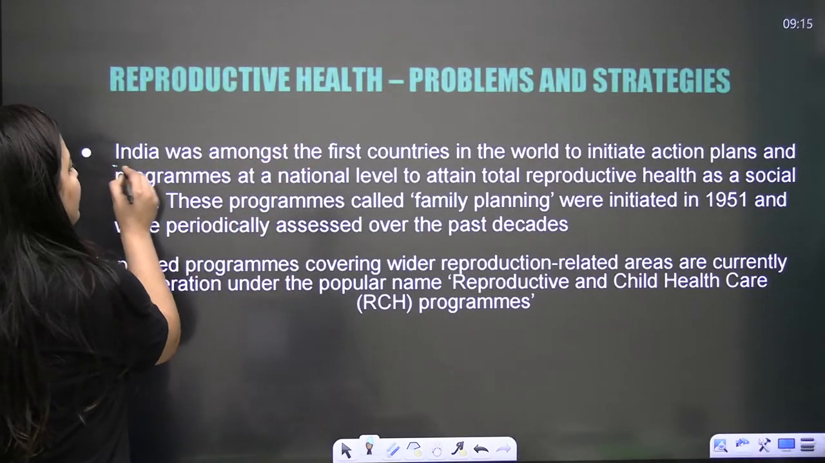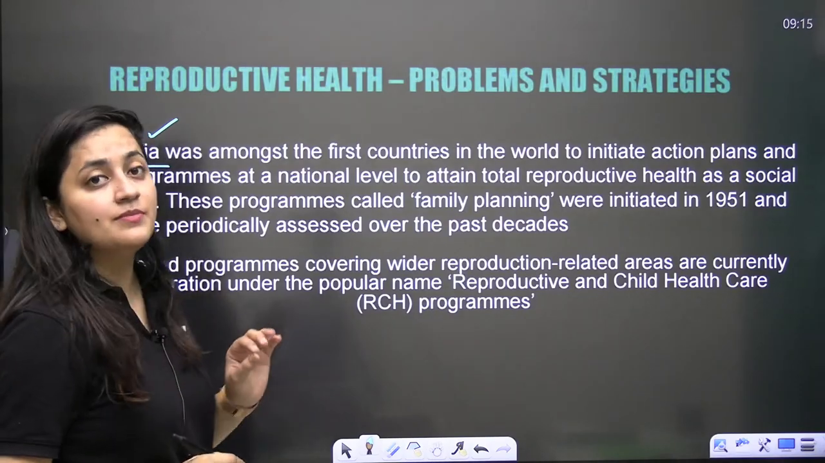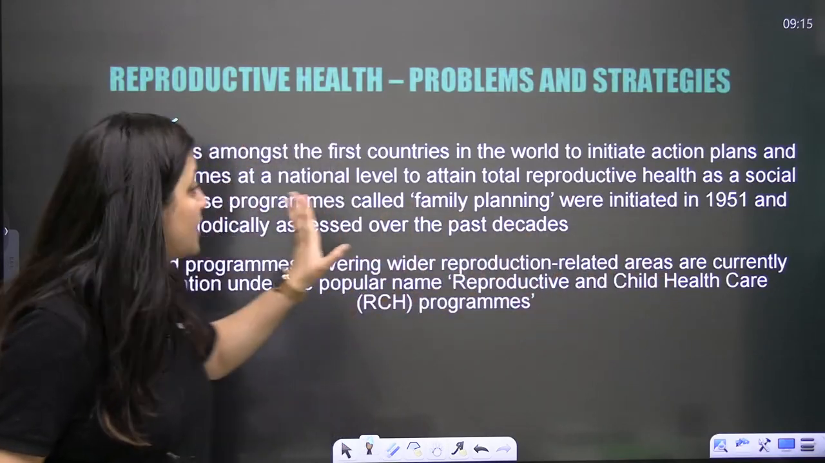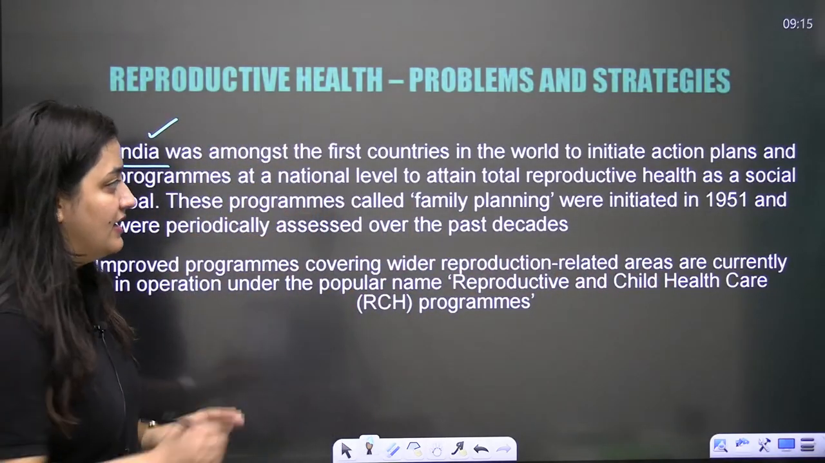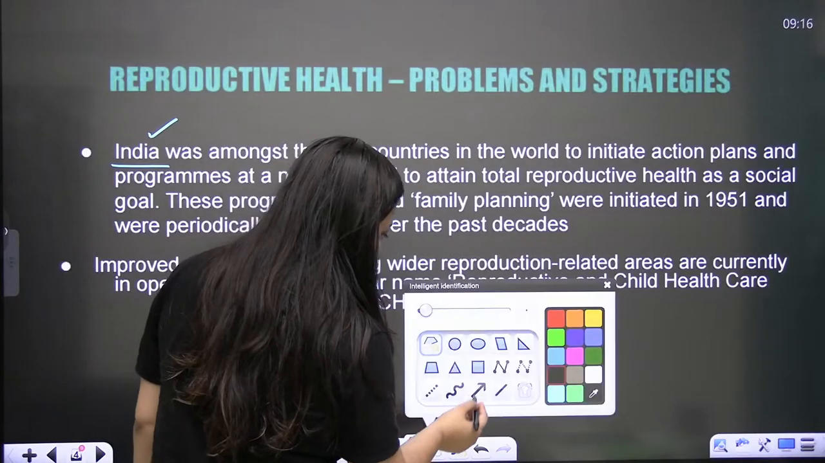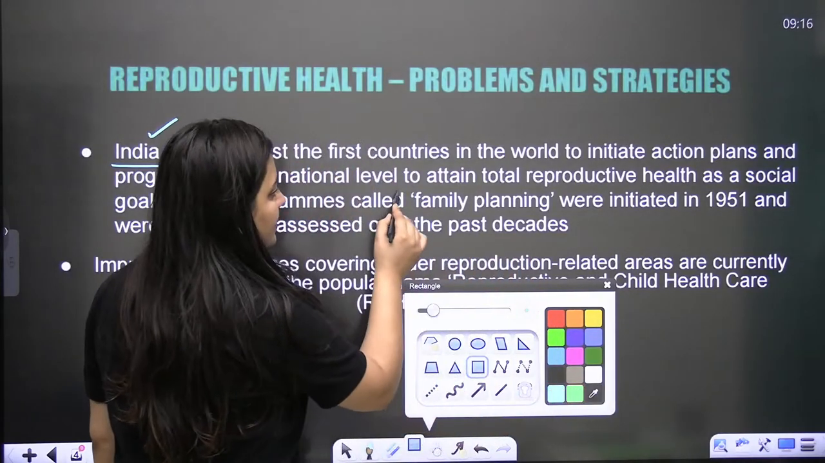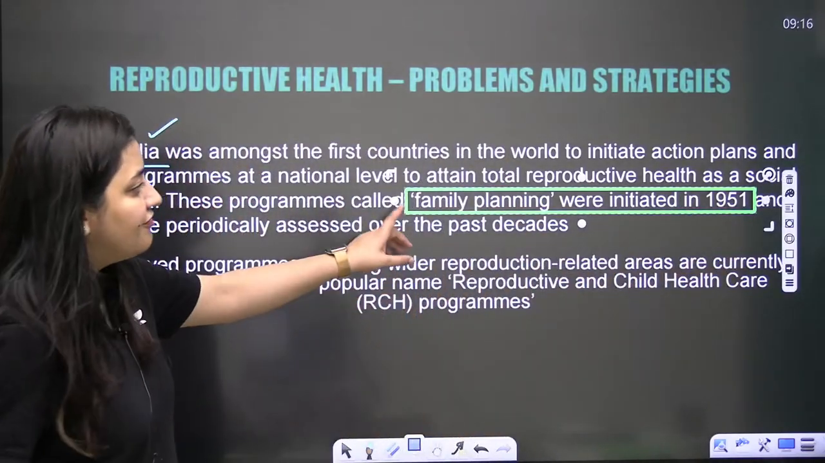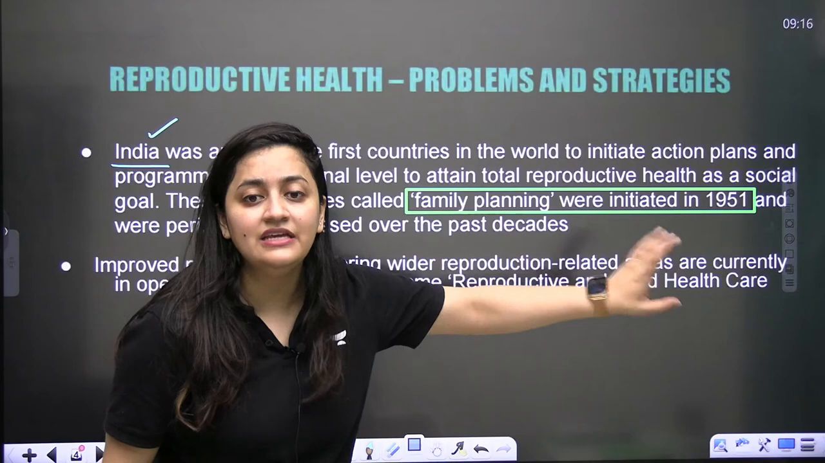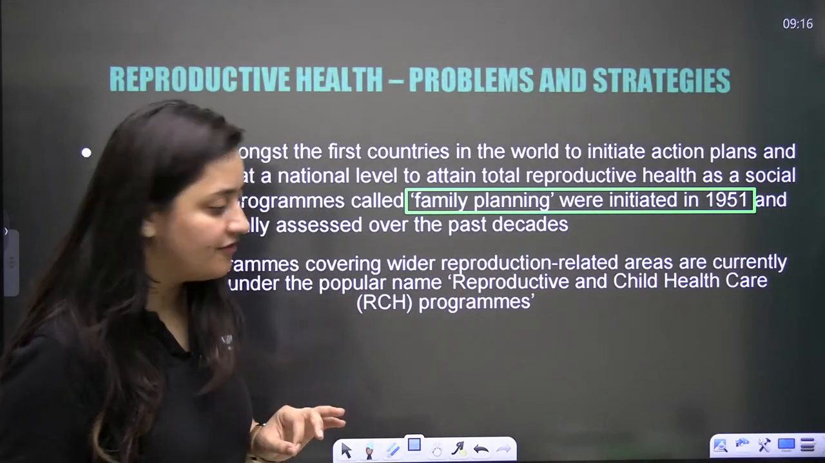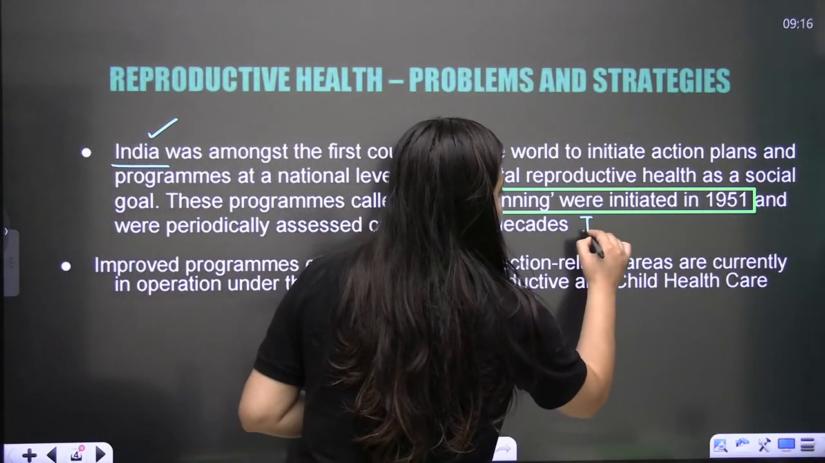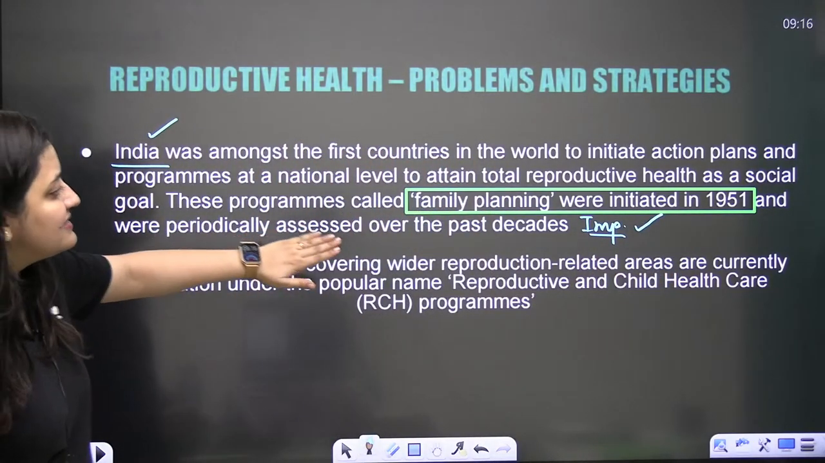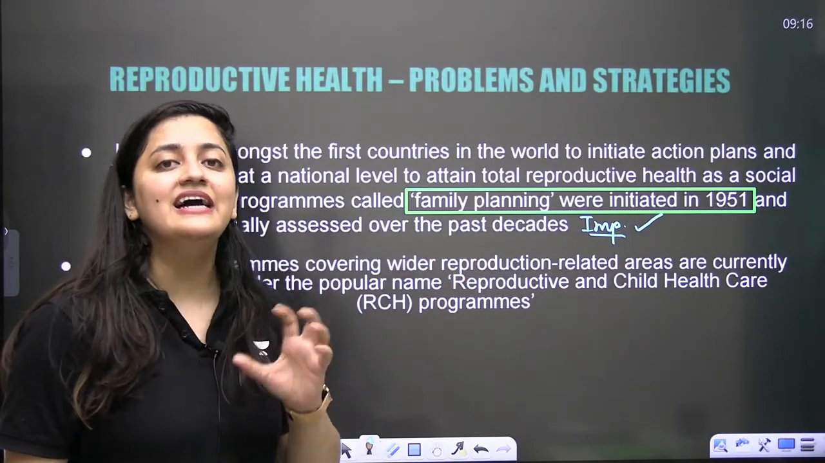So first of all, let me tell you, bachche, India was amongst the first countries in the world to initiate action plans and programs at a national level, right? This is important. It can be asked as a question as well. So all of you, please pay attention here. India is the first country that initiated the family planning programs in 1951, right? In 1951, it is important. And they were periodically assessed over the past decades. So India is the first country.